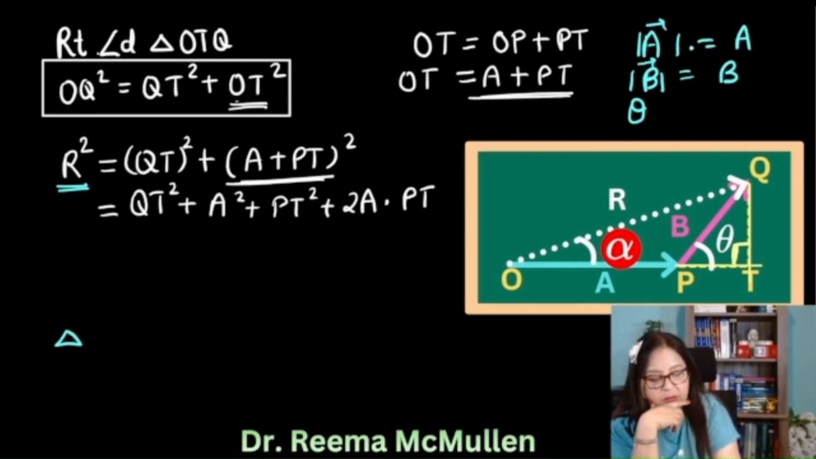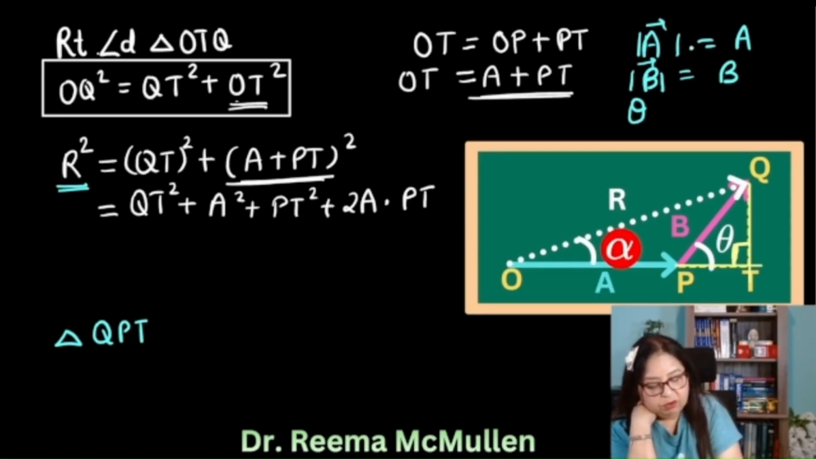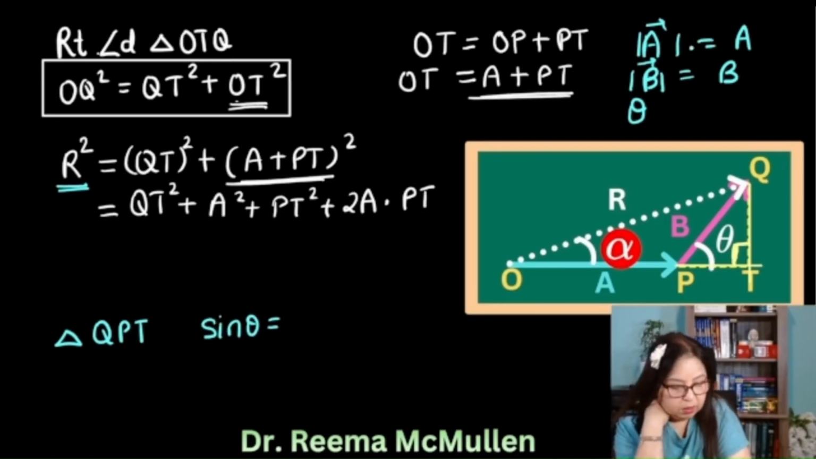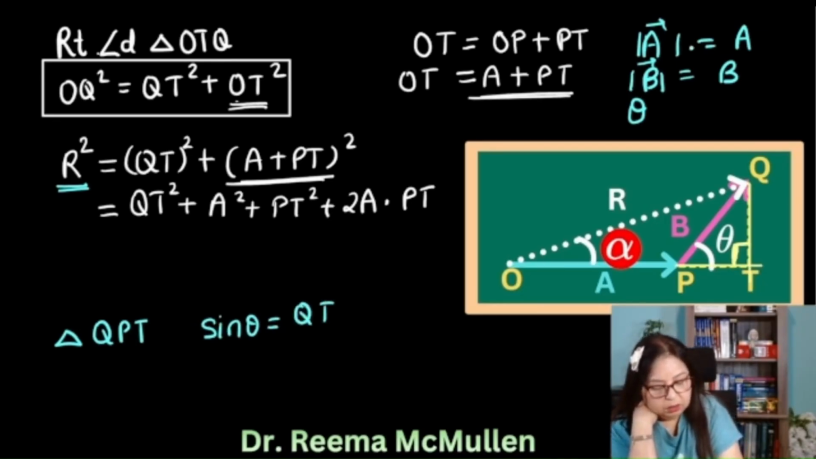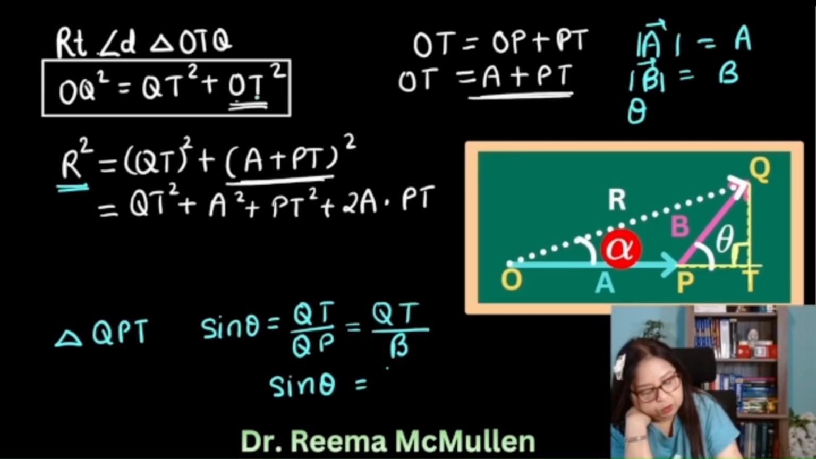Let's go to triangle QPT. This is also a right angled triangle. And in this right angled triangle, sine theta is going to be equal to what? QT divided by QP. QP is the magnitude of vector B. What does this give us? This gives us sine theta is equal to QT divided by B.